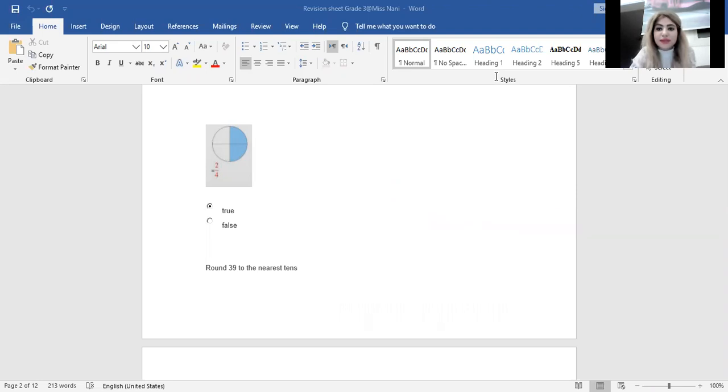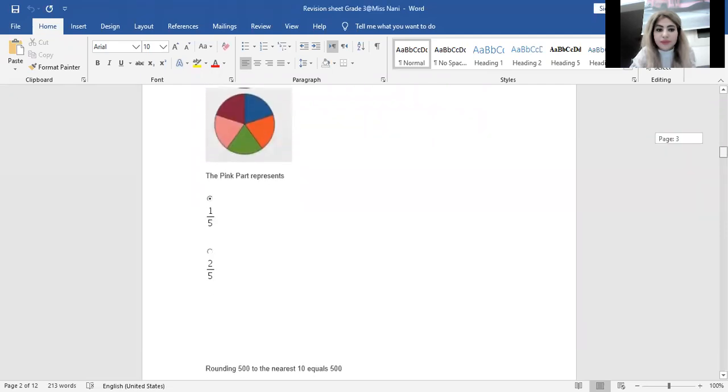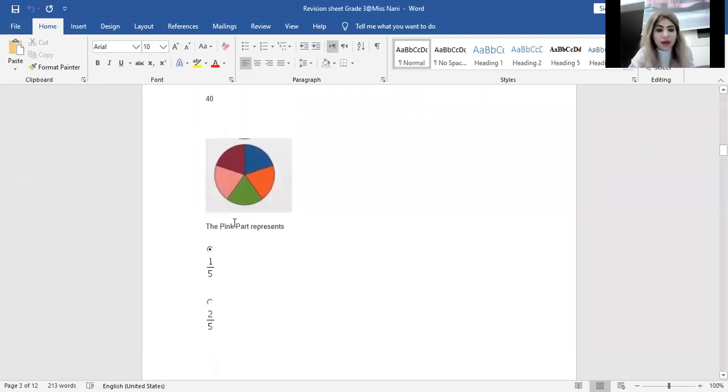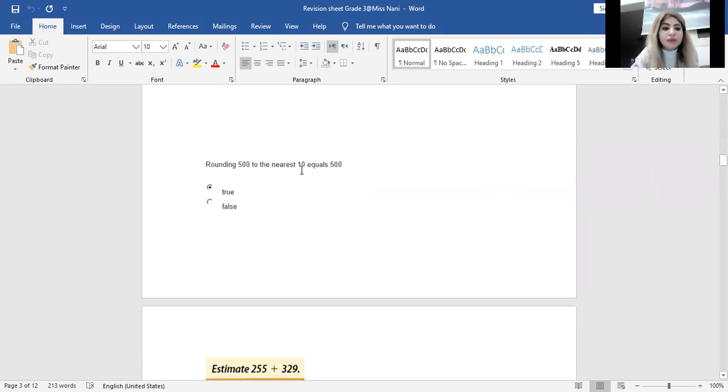Let's complete here. The pink part represents what? It's only 1 out of what? 1, 2, 3, 4, 5. Only 1 out of 5. Rounding 500 to the nearest 10 equals 500? Yes, because when I want to round to the nearest 10, I look at the ones digit. The ones digit is 0, a very weak number, and it cannot give me anything. So the 0 stays as it is, and the 5 also stays as it is, because we are rounding to the tens, not the hundreds.